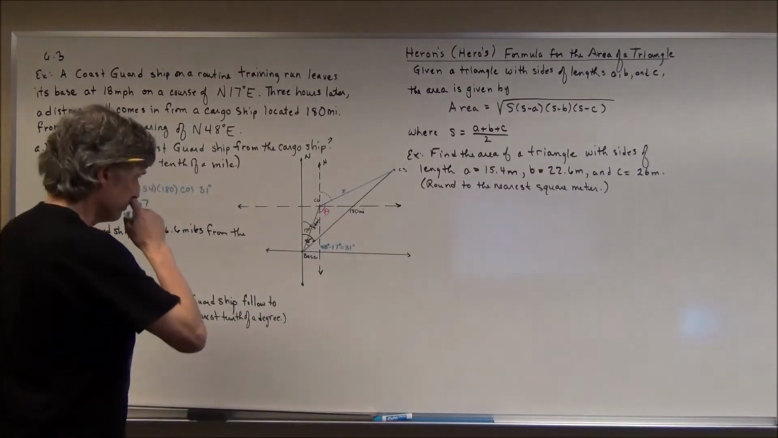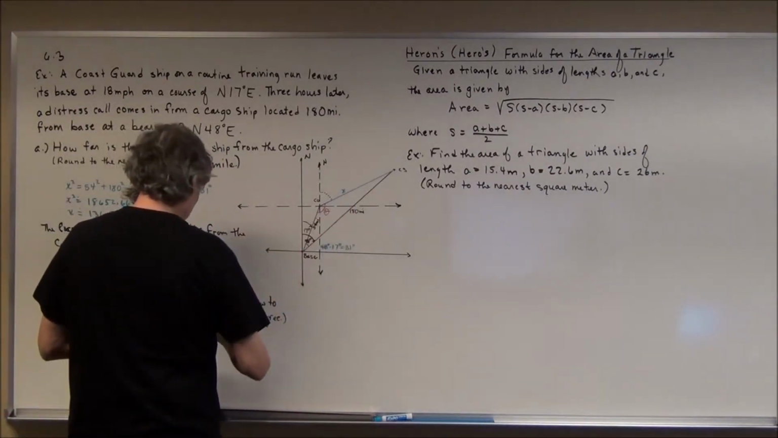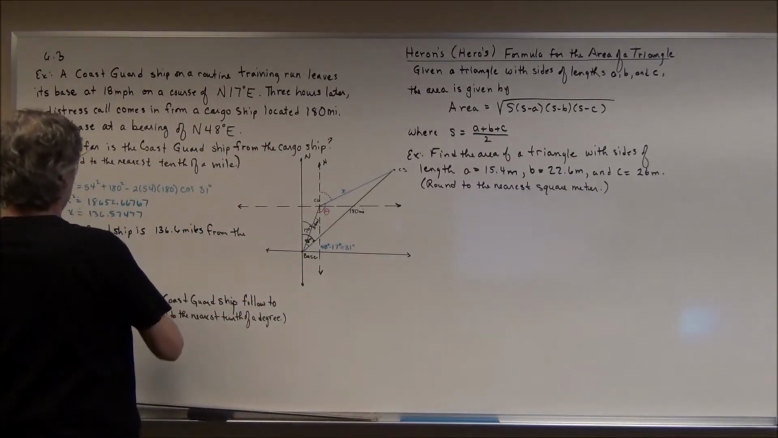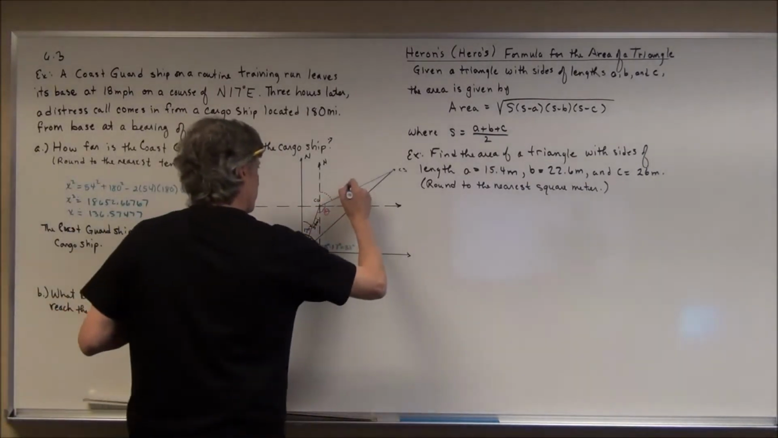Now I have all 3 sides because I know that x is 136.6 approximately.